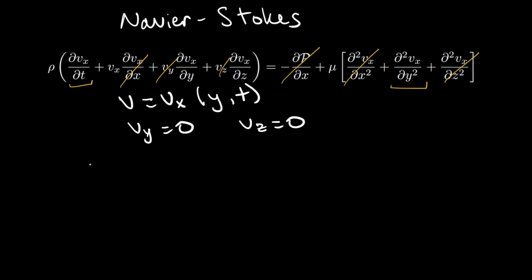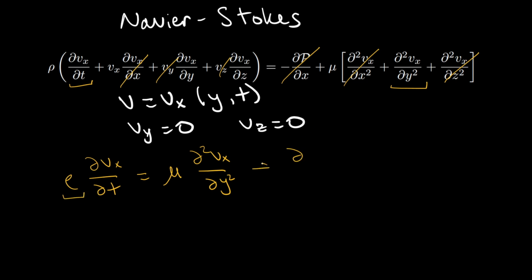So we're basically left with dvx dt times rho is equal to mu d squared vx dy squared. And we can move this density to the other side of the equation, and then we get dvx dt is equal to mu over rho d squared vx dy squared. And one shorthand for this quantity here is our kinematic viscosity, which has the symbol of nu. This is the Greek symbol nu.